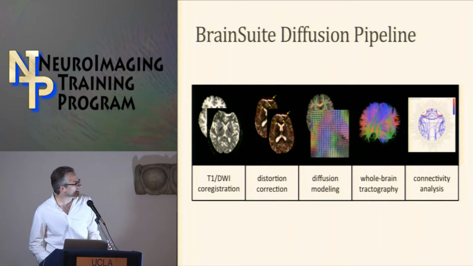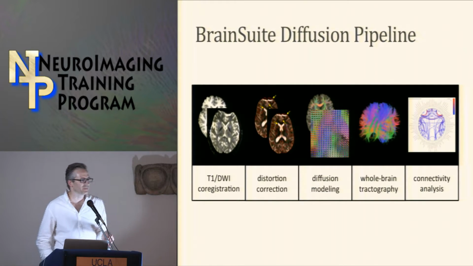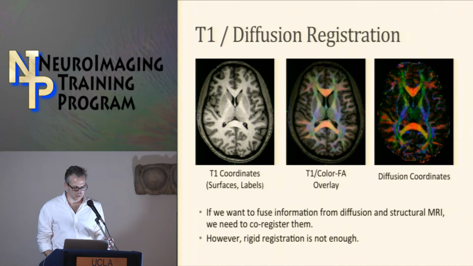So that actually leads nicely into our diffusion pipeline, which is essentially designed to get the diffusion data into the same space as the T1 and allow us to compute a variety of diffusion models, as well as perform tractography and do some initial connectivity analysis. In our registration process, again, we're trying to find good anatomical correspondence, and so we want to map the T1 and the diffusion data.